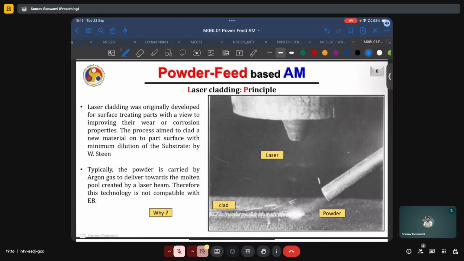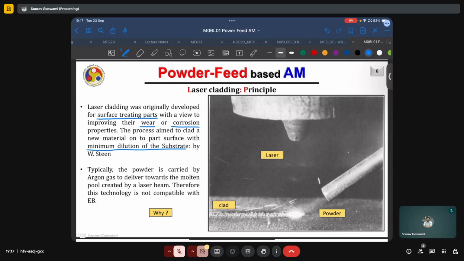This principle is also illustrated here, where we have a laser and a powder delivery system where the metallic powder particles are delivered by a carrier gas, and the resulting clad is being developed. Laser cladding was originally developed for the surface treatment of parts with a view to improve their wear properties or corrosion behavior, and the process aimed to clad a new material onto the part surface with minimum dilution of the substrate. It was introduced by Professor William Steen.